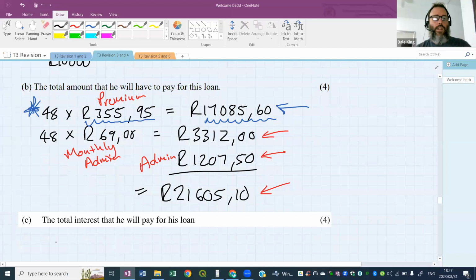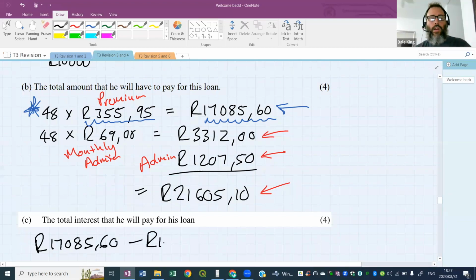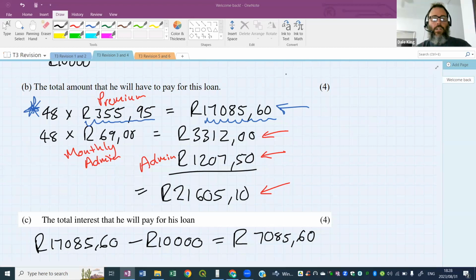All right. So we're going to say this total here, 17,085 and 60, which has the interest in it already, minus the loan amount that he has to loan, will tell us how much interest he has to pay. And this one, I don't need my calculator. It's 7,085 and 60 cents. I hope you guys will understand that. Are there any questions? If there's questions, please let us know.